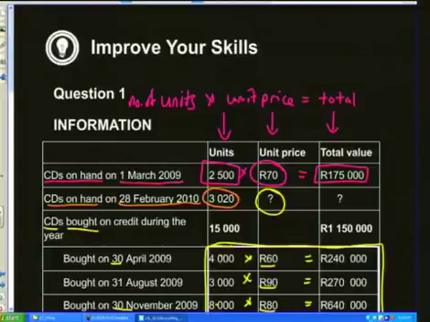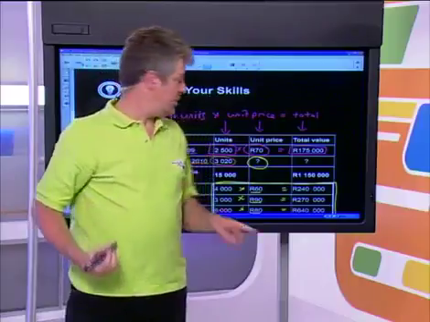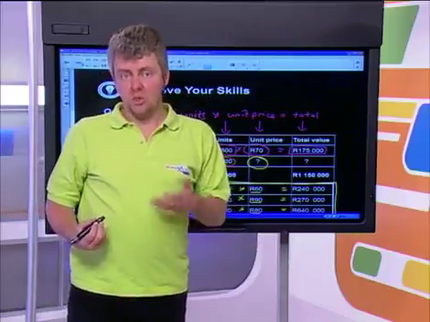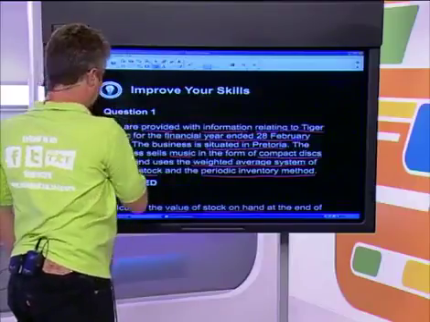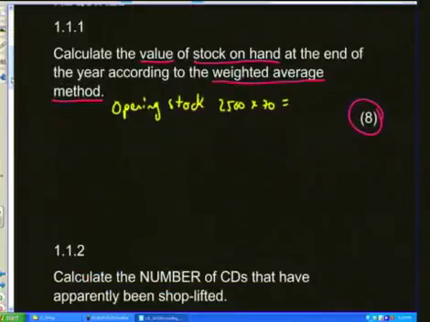We don't have to calculate it, but sometimes in a question, especially one that's worth more than 8 marks, you would actually have to calculate it. So this 175,000 was our opening stock. So let's put it there. 2,500 times 70 was my 175,000 Rand. Then I'm going to add to that all of my purchases.